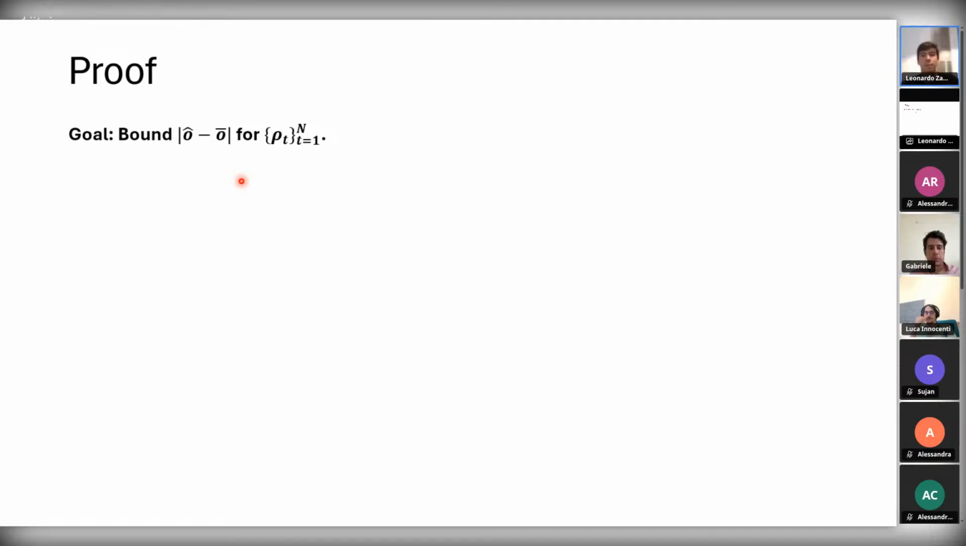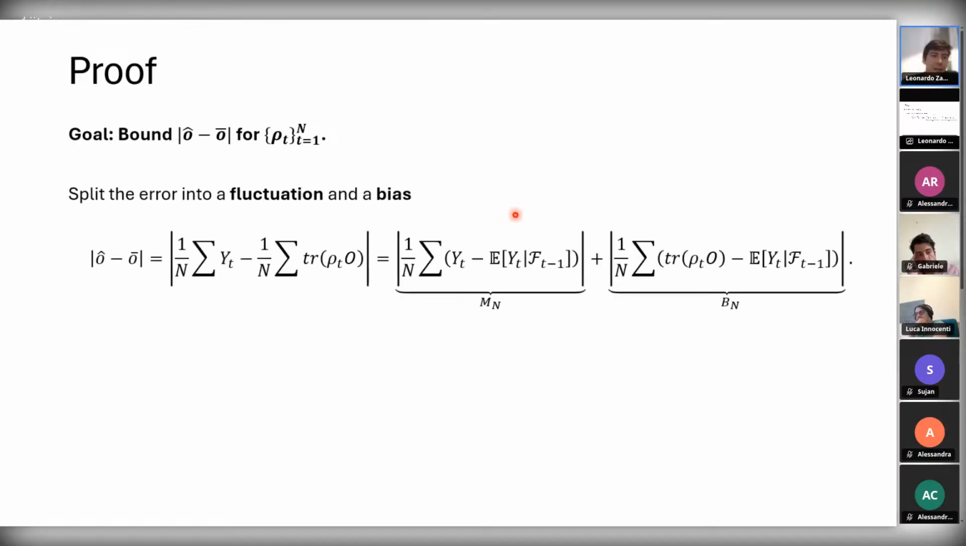Okay, so I was saying that I'm going to give an outline of the demonstration of why this protocol works. So we want to bound the estimator minus the true value over the average state of the sequence. Now we truncated the estimator, right? And this is something that adds some bias. The estimator is not unbiased anymore.